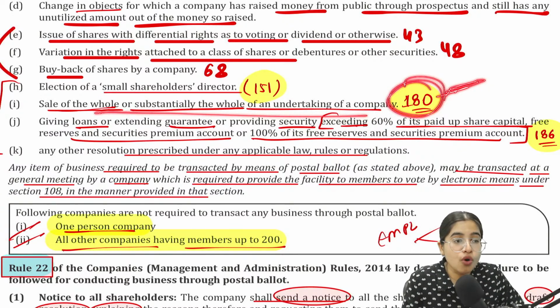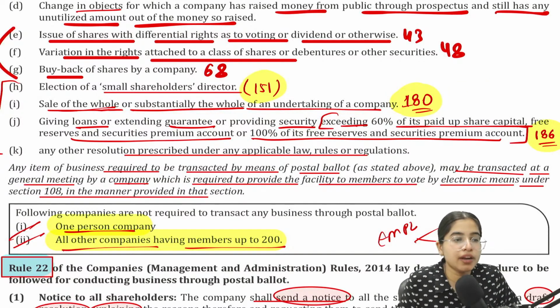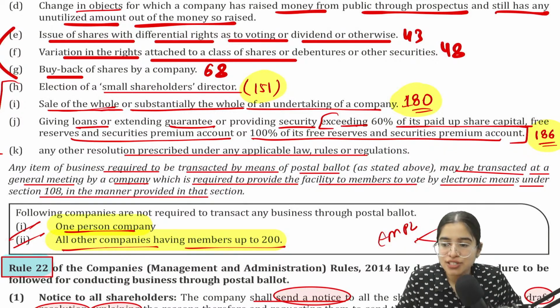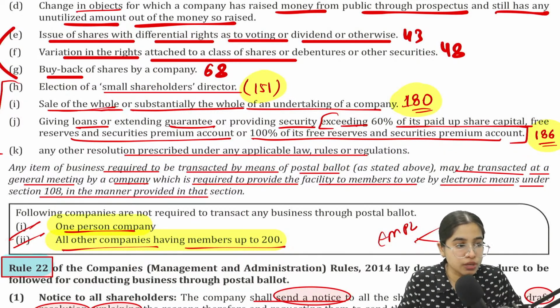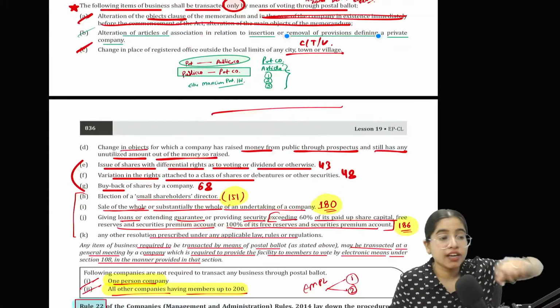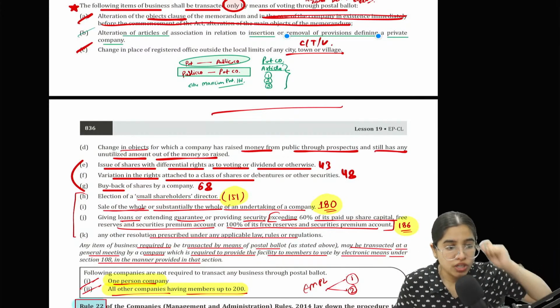If you want to give loan, guarantee, security or investment exceeding the prescribed limit, then you have to pass special resolution under section 186. That resolution can also be passed only through postal ballot. So all these are the resolutions which can be passed only through postal ballot. This is very important. You have to remember this. The matter which can be discussed only through postal ballot.